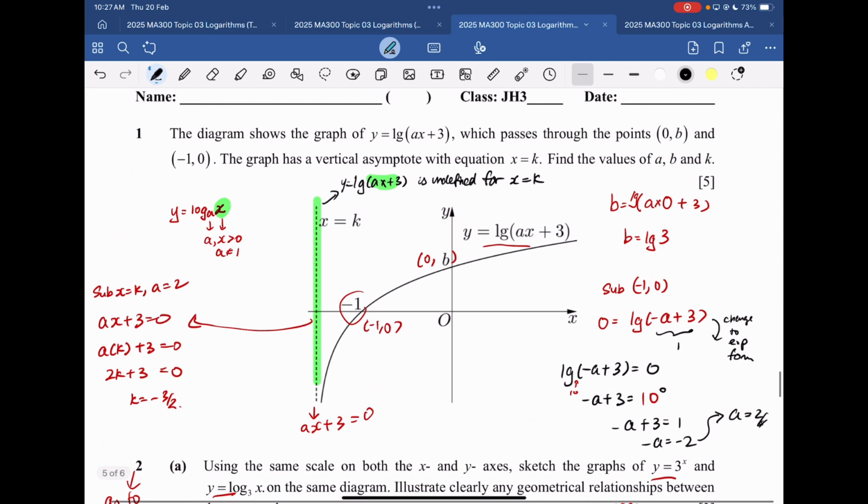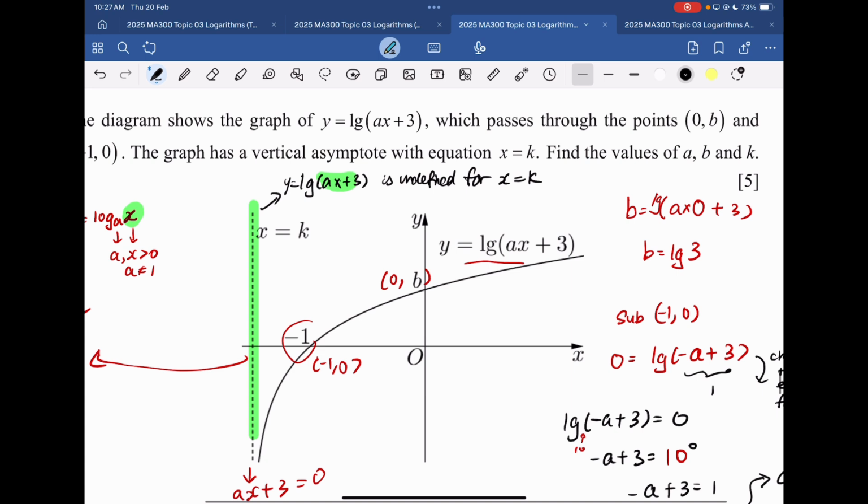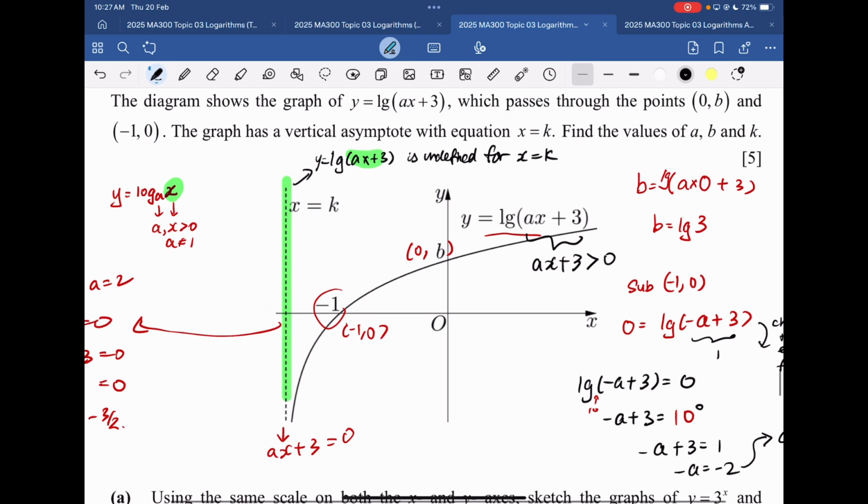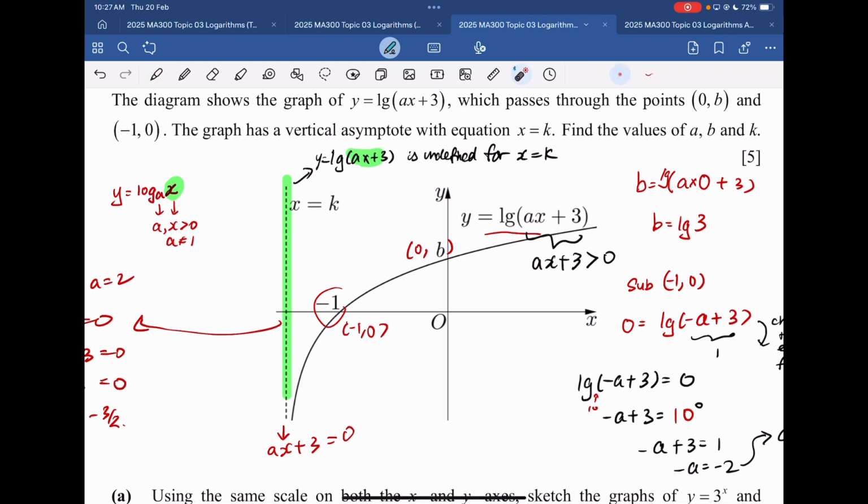Because ax plus 3 is only defined if ax plus 3 is more than 0. But ax plus 3 must be more than 0, then how come the equation there equals 0? Because precisely, if I know that ax plus 3 must be more than 0, that means at 0, this line cannot cross. You can see the curve doesn't come here.